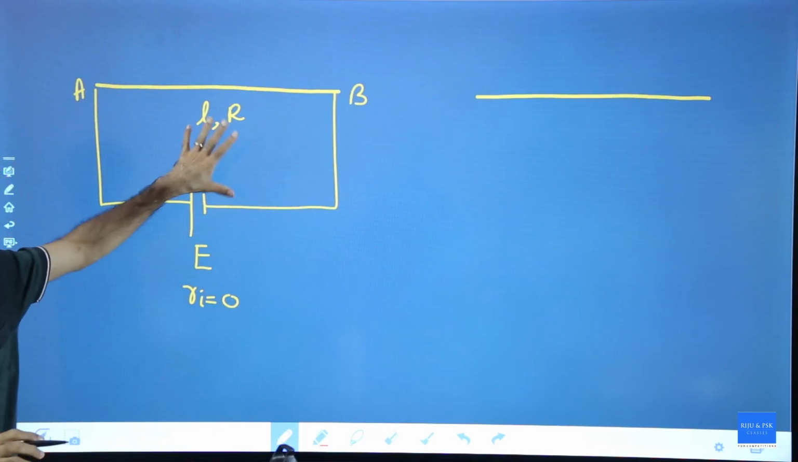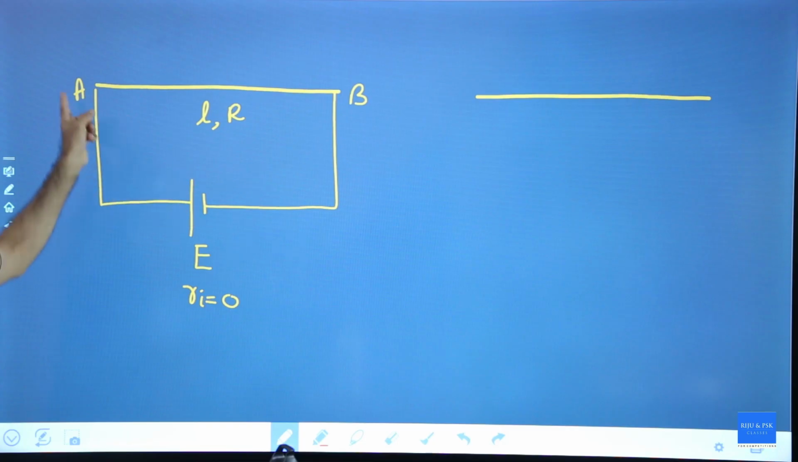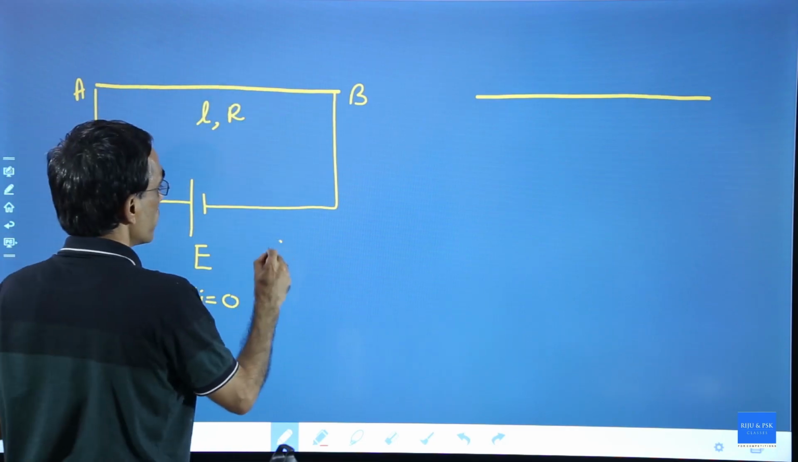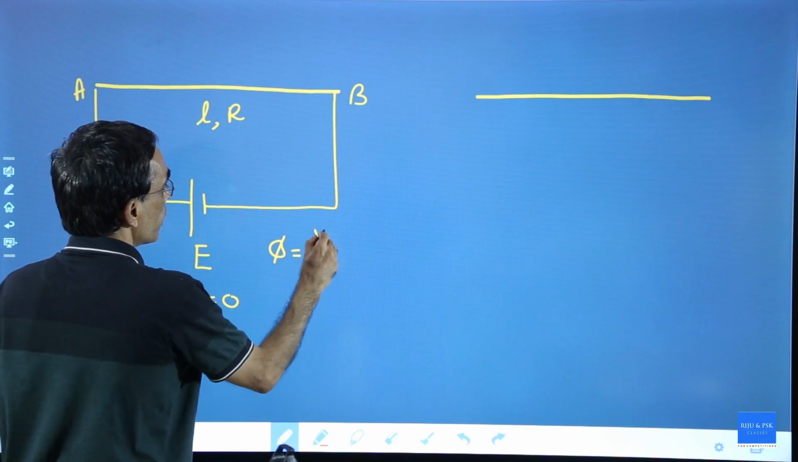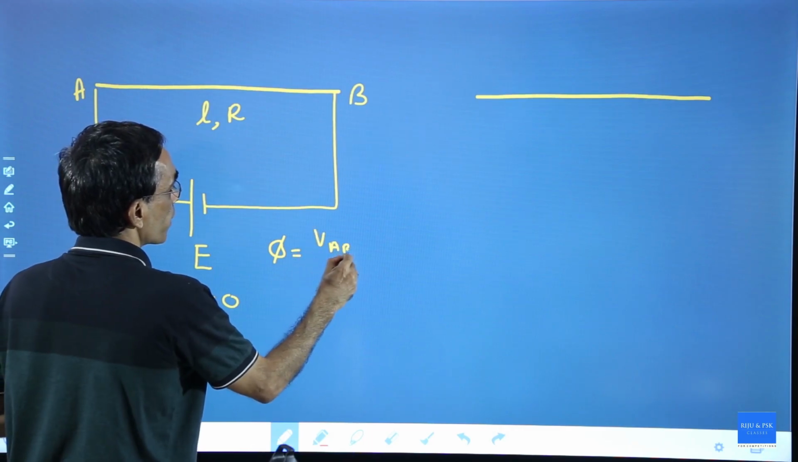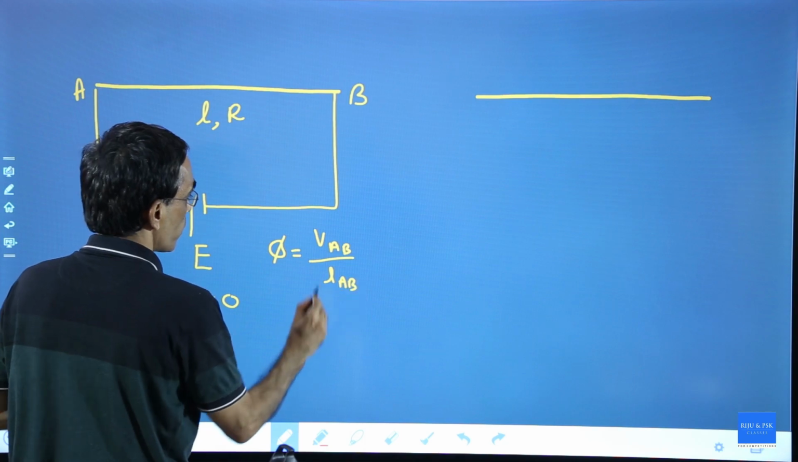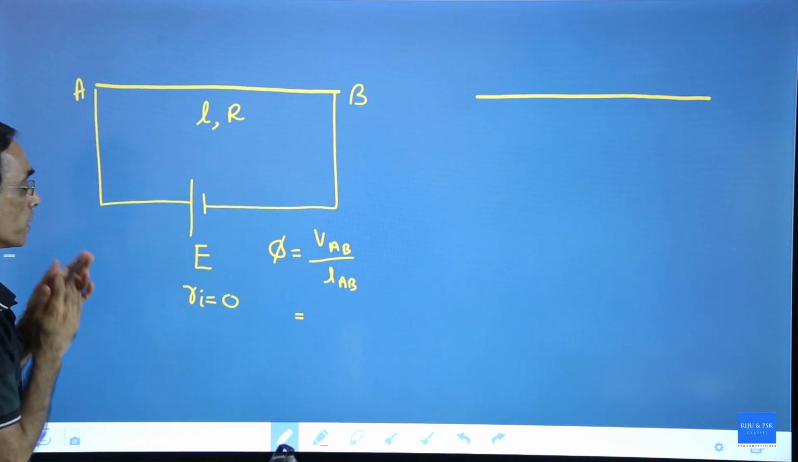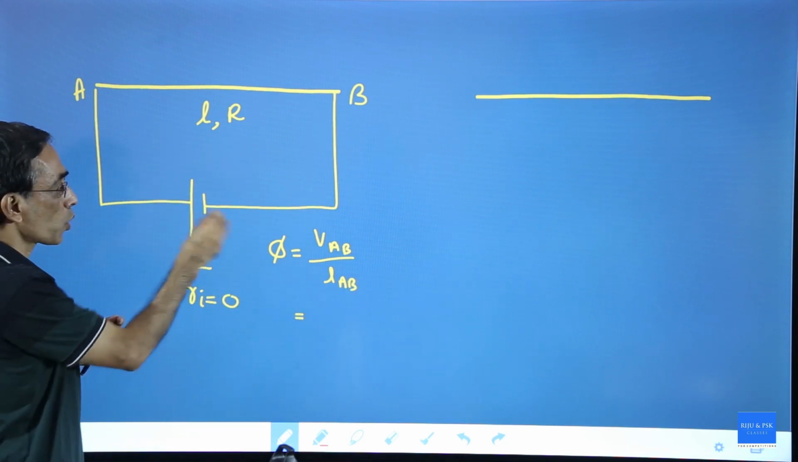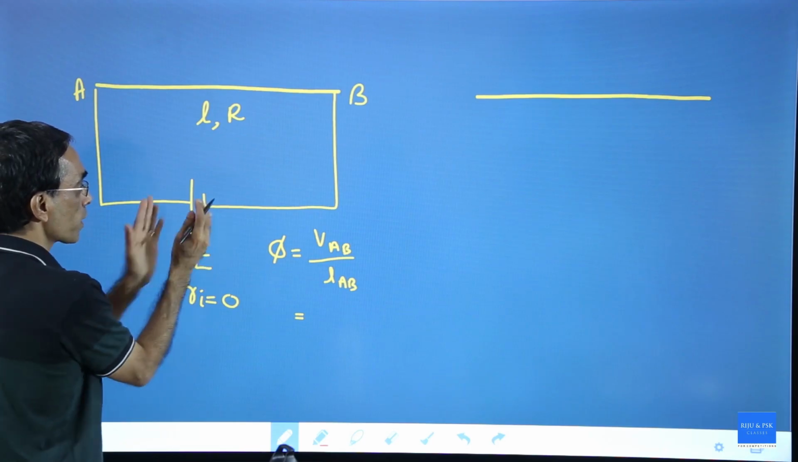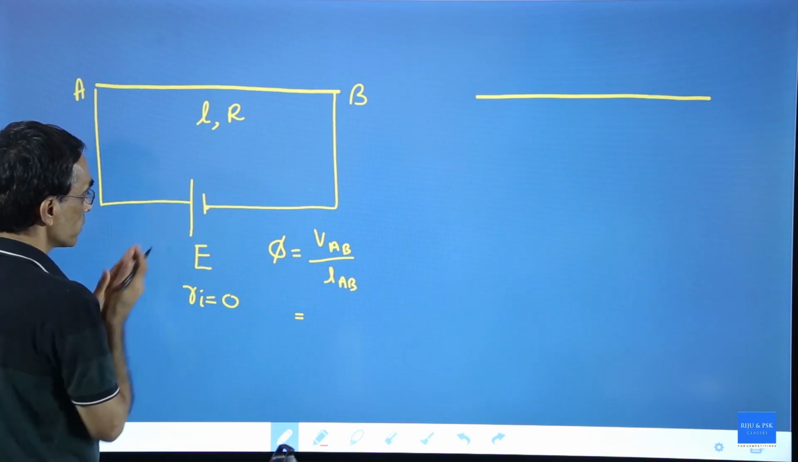Calculate potential gradient in the wire. How to calculate potential gradient in the wire? Phi is calculated as the potential difference between A and B divided by the length between A and B. What is the potential difference between A and B? No internal resistance, no drop. So you will get the terminal voltage available here, E.